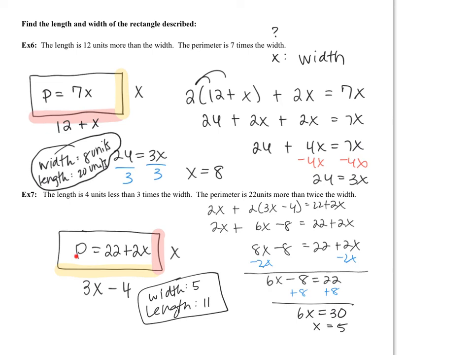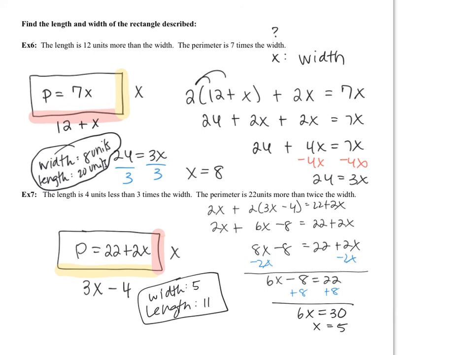So on this one, I know that my perimeter is 22 more than 2 times the width, or they say twice, but I know that twice means 2 times. The thing that I don't know is the width, so that's what I'm going to call x. And it says that my length, which would be the other side, is 4 units less than. Remember, less than means to subtract 4. So 4 less than 3 times the width.